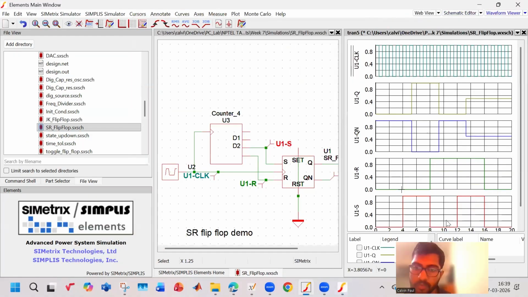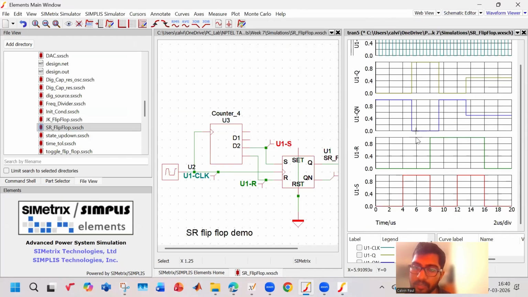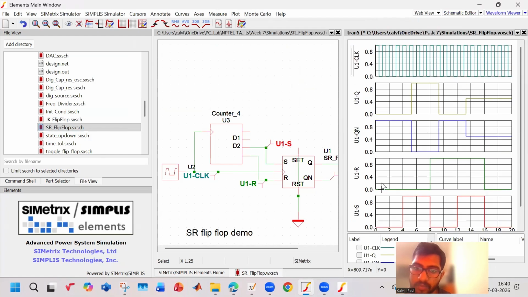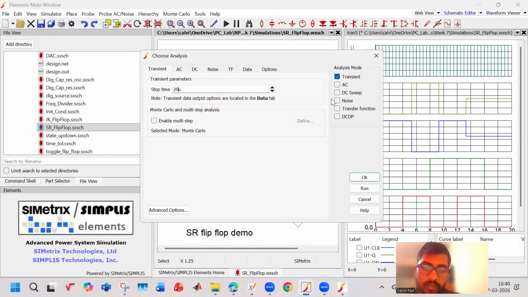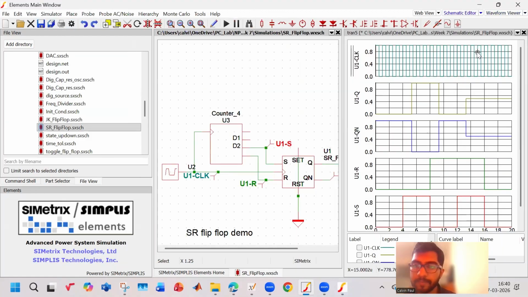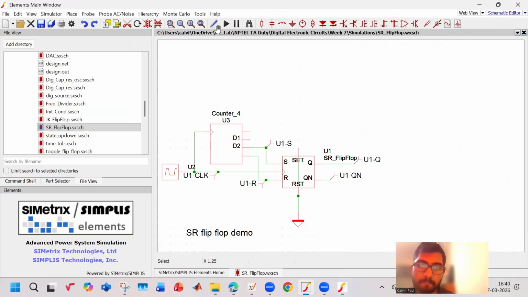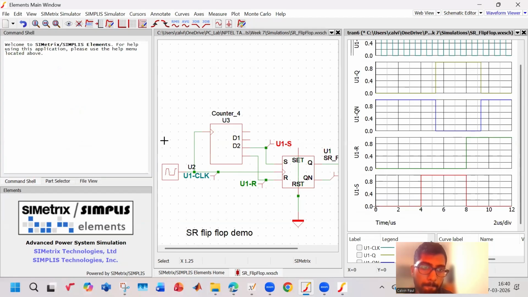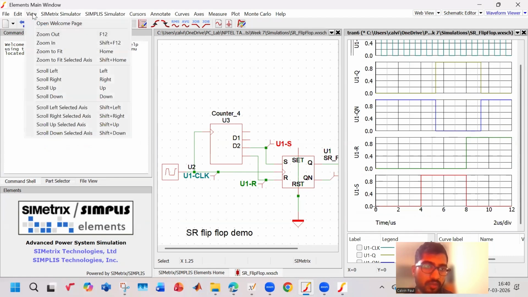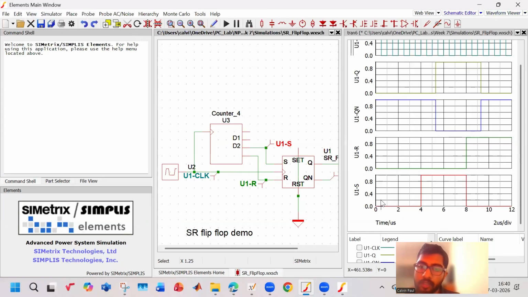This is the output. So what does the output mean? You have some clock. Let us change the time period. It is 20 micro. Let us make it 12 micro. Change the view. Okay. So this is your set pulse.